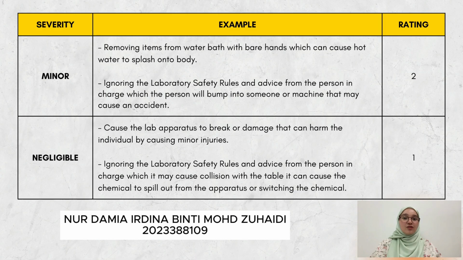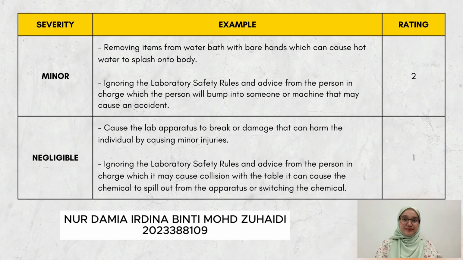Lastly, the examples of hazards and risks which have negligible severity, meaning that the hazard or risk will not cause much harm or injury to the person, are first, causing the apparatus to break or get damaged, which can harm the individual by causing minor injuries. And next, ignoring the laboratory safety rules and advice from the person in charge, which may cause collision with the table and can cause the chemical to spill out from the apparatus or switching the chemical, which has severity of 1. And that is all from me.